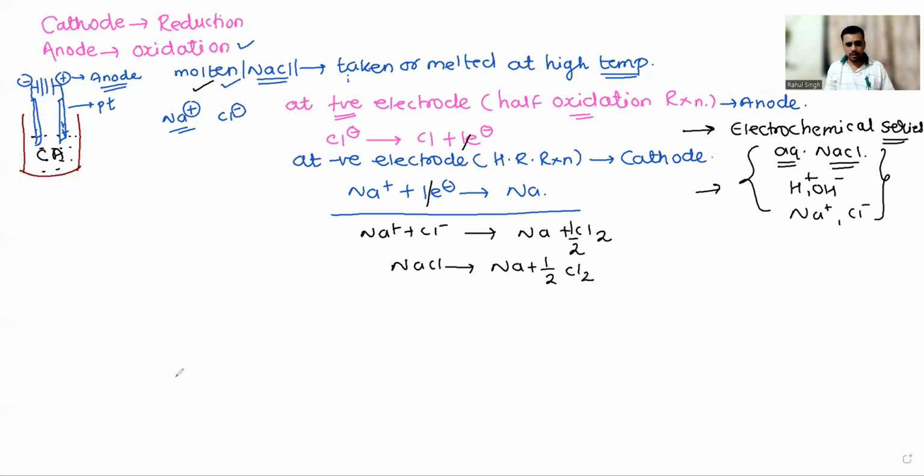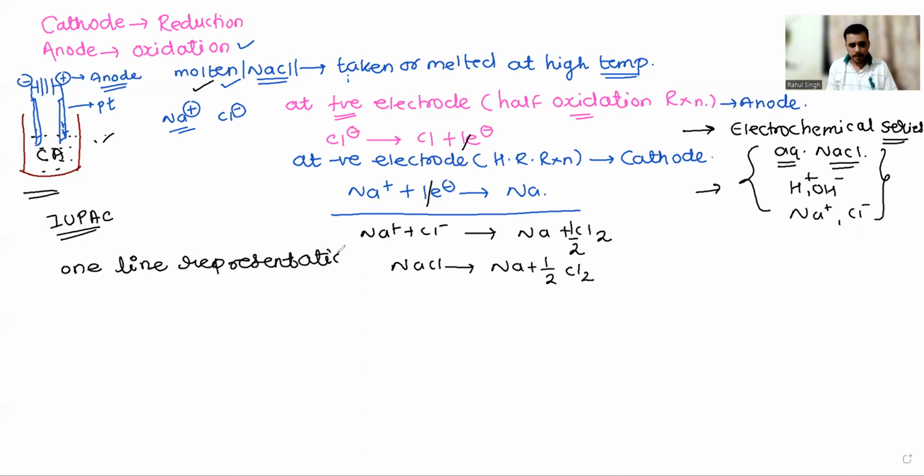There is one more thing we are supposed to do. It is cumbersome to draw this particular cell for every question every time. So IUPAC has given a one line representation for an electrolytic cell.